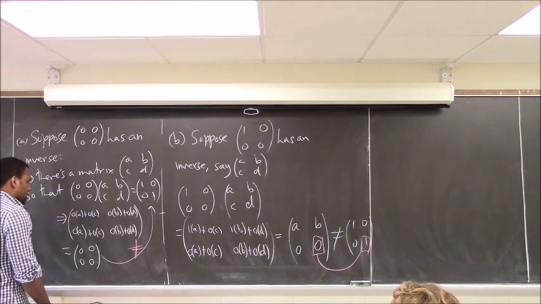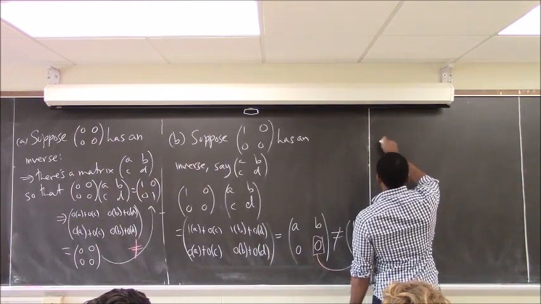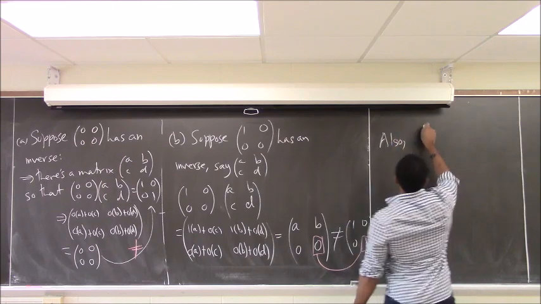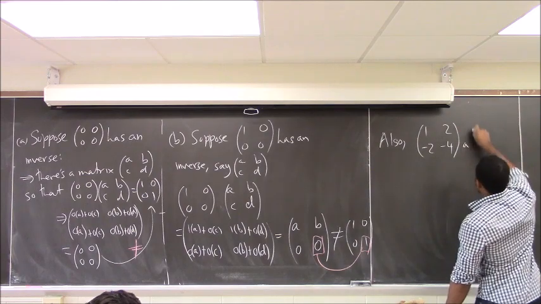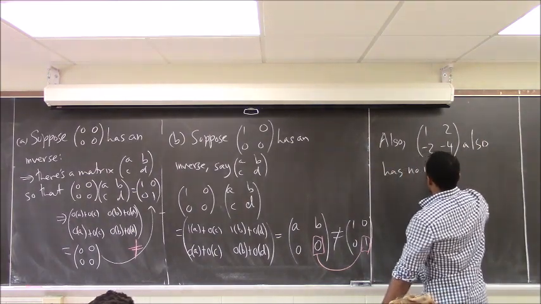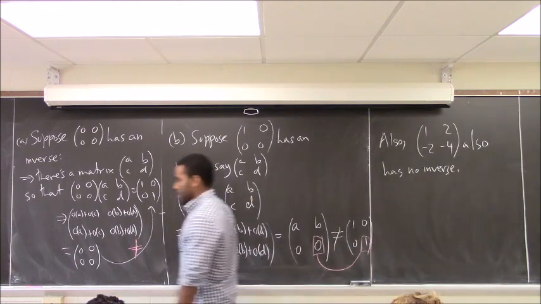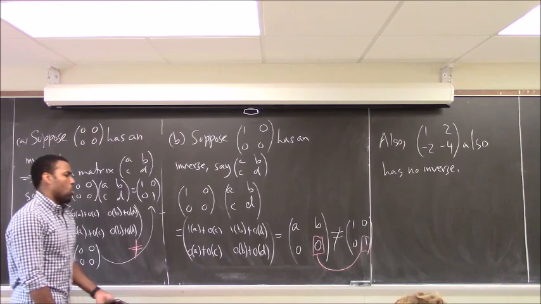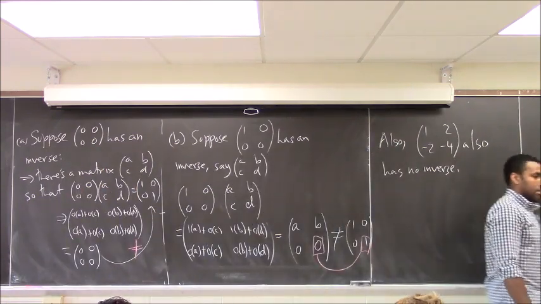And you might say, well, Jhevon, you're just cheating. You're just putting a lot of zeros. I can give you another example. This one also has no inverse, left to the reader to verify. So it's not just that you're cheating because you're putting a bunch of zeros. You don't need to actually do that.